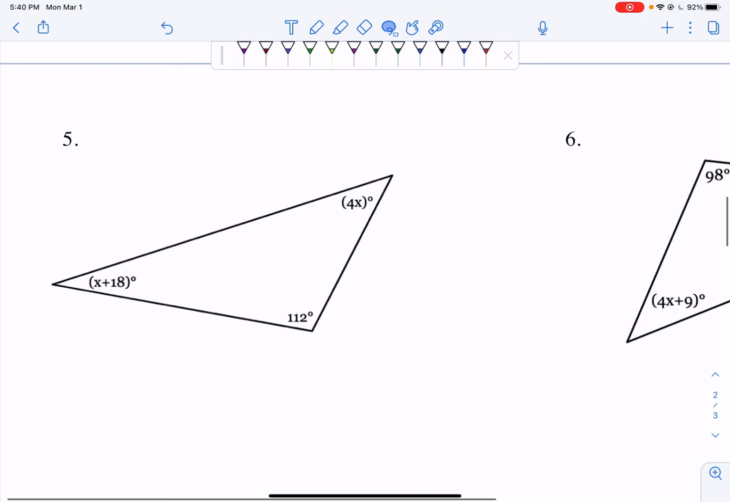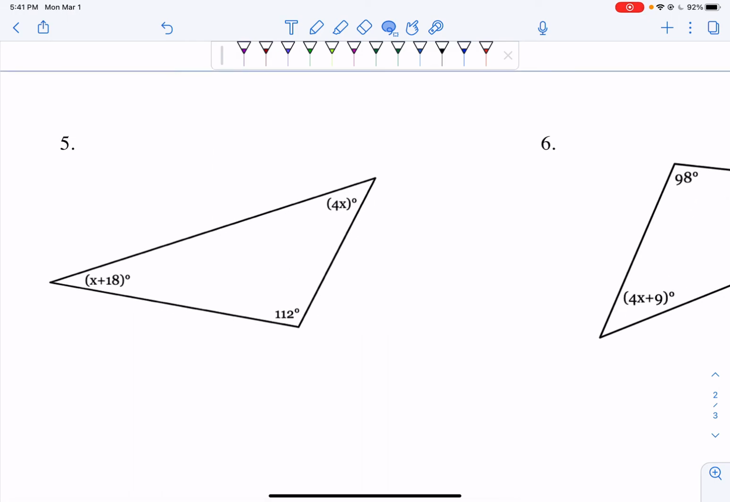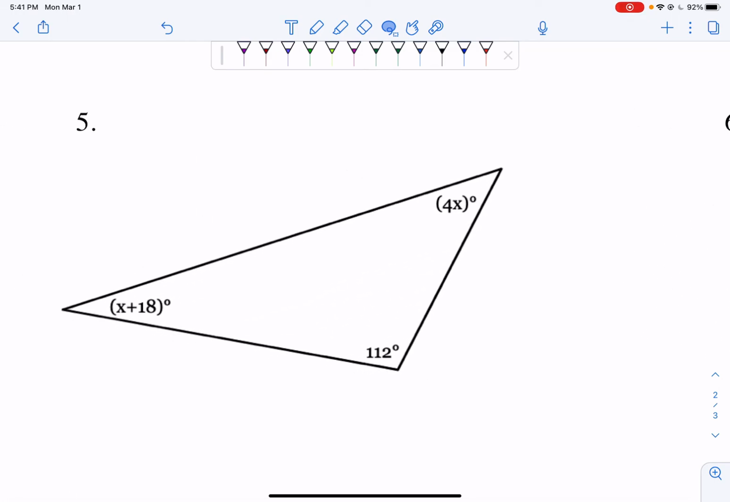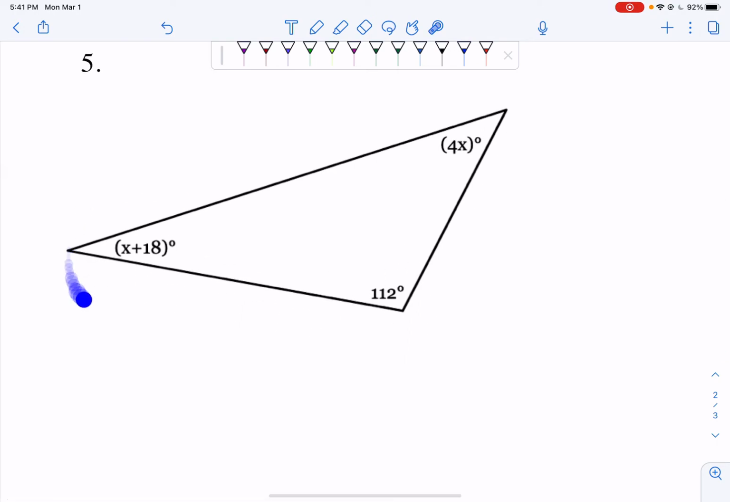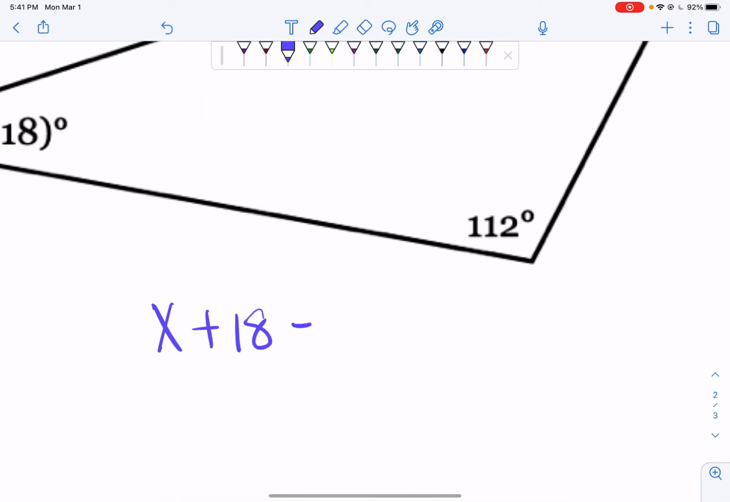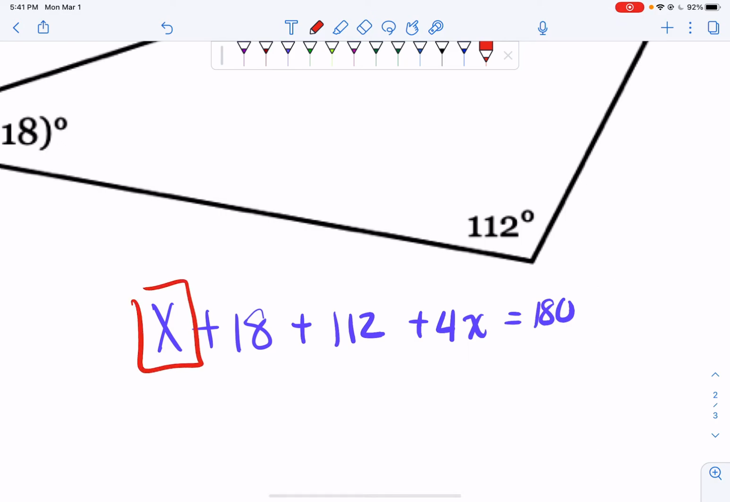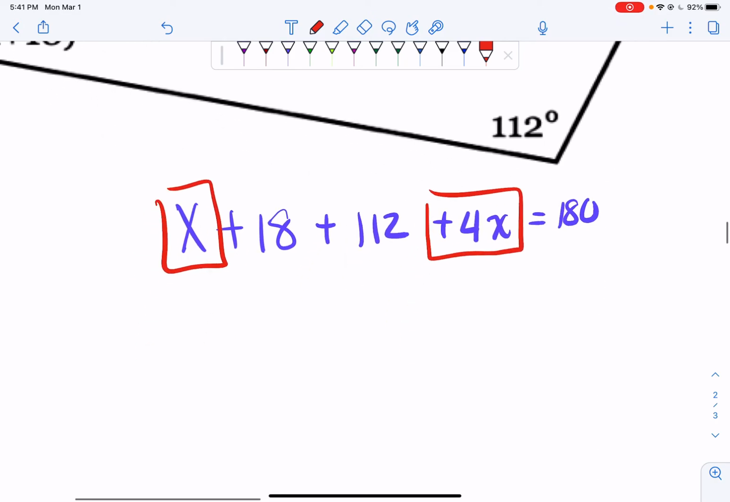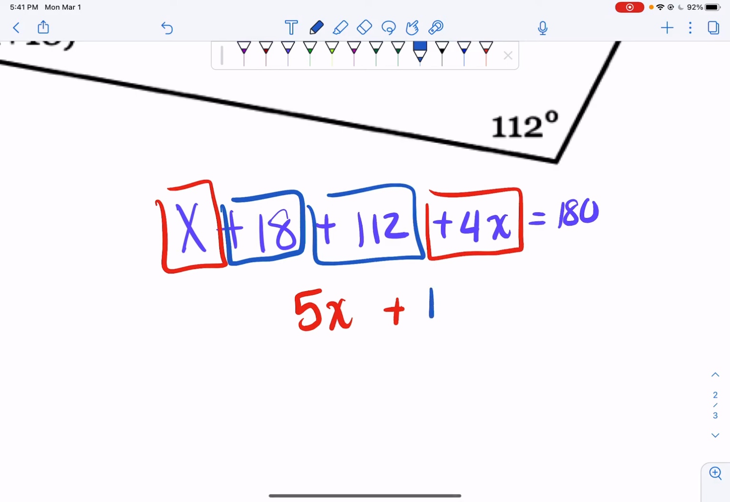Let's go on to our next two. In our next two examples, again, I've got the sum of triangles, so I'm going to use my triangle sum. So I add those angles up and set them equal to 180. I got an x plus 18, a 112, and a 4x. So x plus 18 plus 112 plus 4x equals 180. Combine those like terms. I can combine my x and 4x. x plus 4x is 5x. Now I'm going to combine my 18 and my 112, which will give me 130, and that's equal to 180.